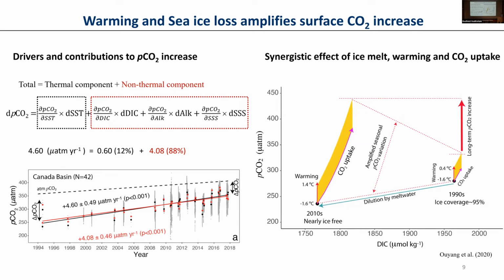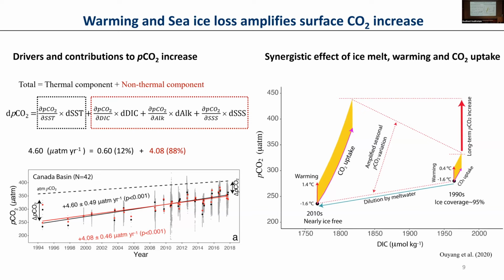And another question is why pCO2 in the Canada Basin increased so fast, and what is the dominant driver for that? So we decomposed the pCO2 increase into 2 components. One is the thermal component, which is driven by the long-term change in SST, and the other is the non-thermal component, which is driven by other factors like DIC, alkalinity, and salinity change. And we found that the non-thermal component contributes about 88% of the total pCO2 increase rate.